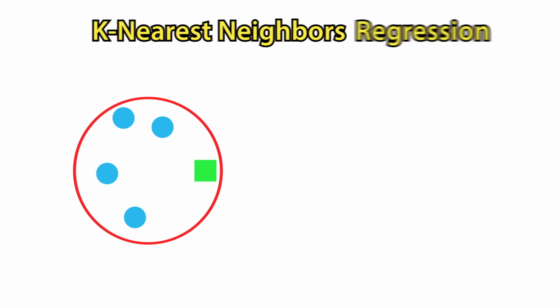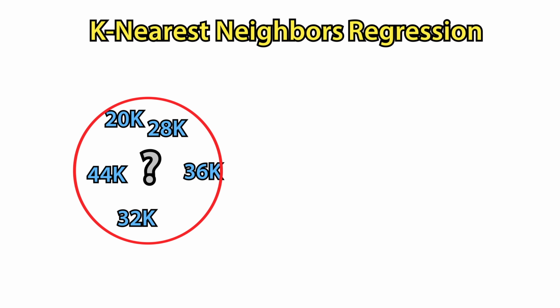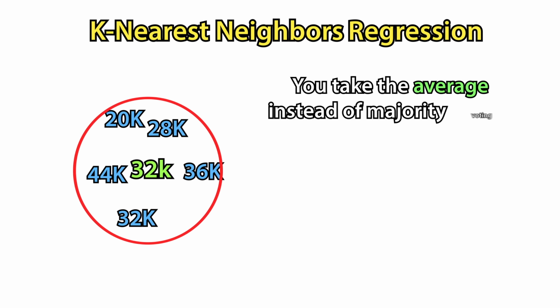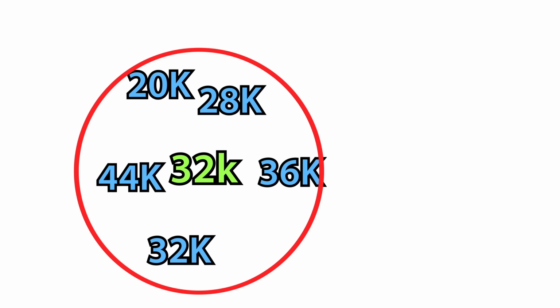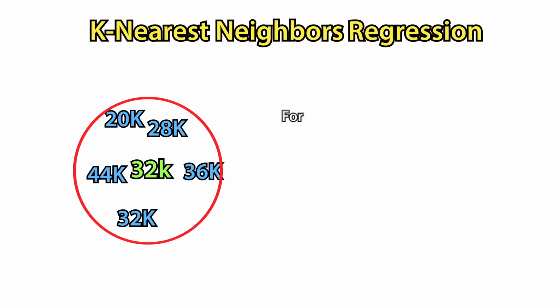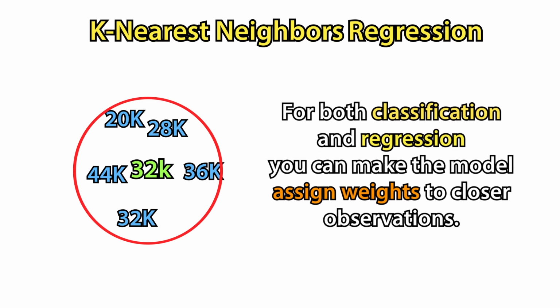For regression, things are simple. Everything is similar, but instead of a majority vote, you take the average of the values, or in some special cases, the median, minimum, or maximum of the group. In default KNN, all data points in the group are treated as equally important. However, there are also modifications of KNN, where you can give weights to closer observations.